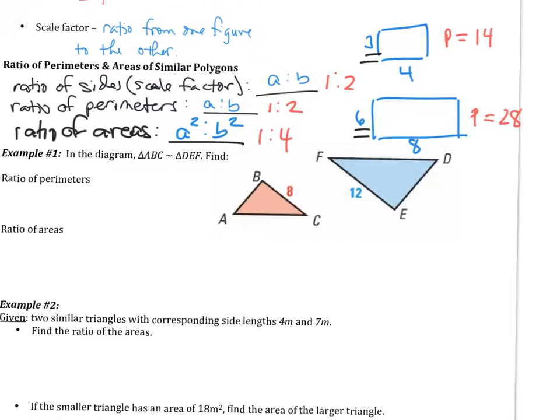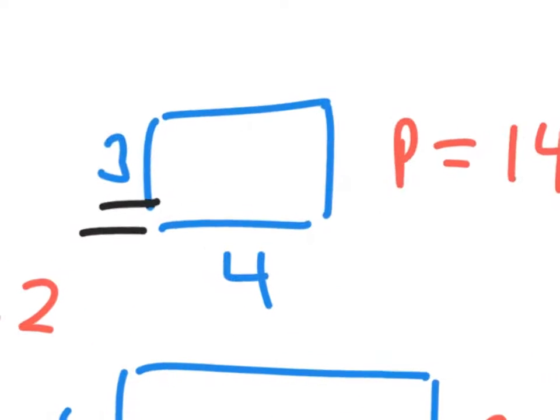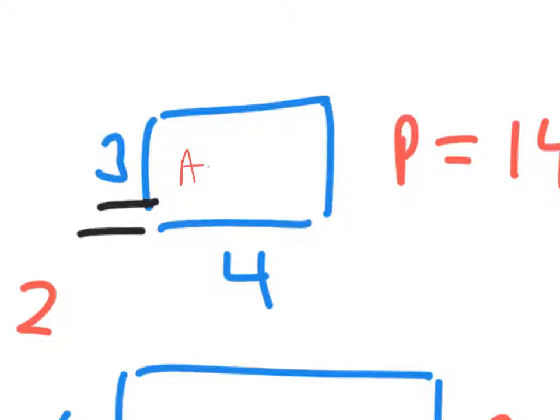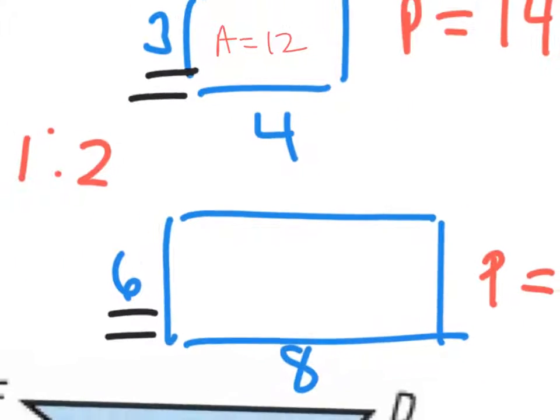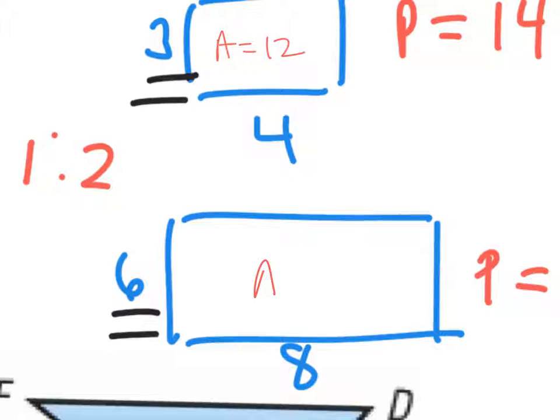All right, so let's check it. What's the area of this rectangle? 12. So if our ratio is 1 to 4, that means the area of this rectangle is going to be 4 times as much. What's the area of this one? 48. 6 times 8 is 48. Is 12 times 4, 48. It worked. Okay? And the reason is because you're multiplying by 2 twice. 3 times 2 and 4 times 2. And that's why you actually end up multiplying by 4.